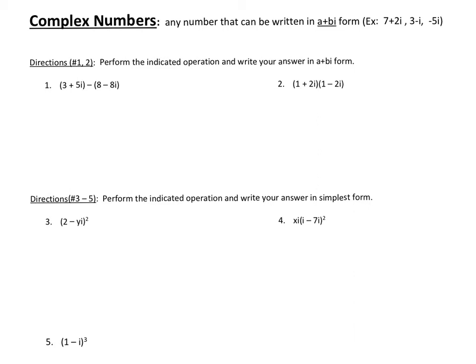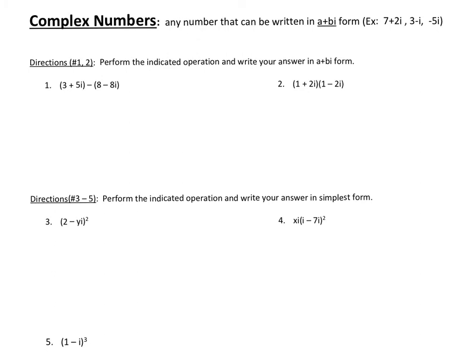Now, first thing, let me just talk about what a complex number is. A complex number, okay, you see at the top of the page, is any number that can be rewritten in a plus bi form, where a and b are real numbers, and i is just our imaginary component. So for example, 7 plus 2i. Okay, 7 is a real number, and then this is called our imaginary component, okay? We have a real number in front of an i, so 7 plus 2i. That's called a complex number. It's where you mix a real component and an imaginary component.